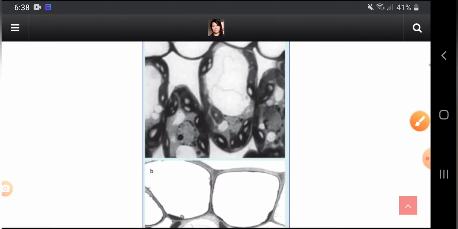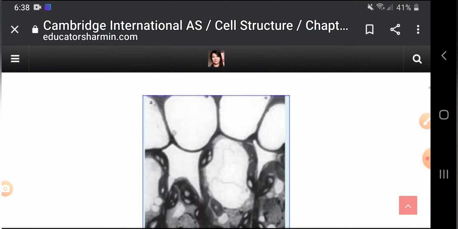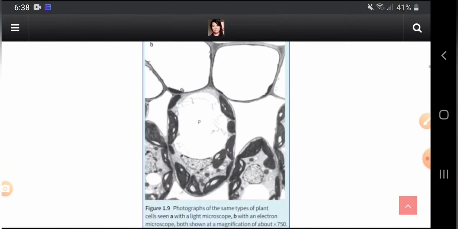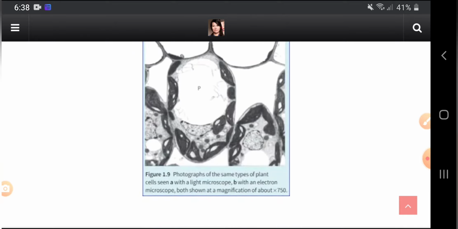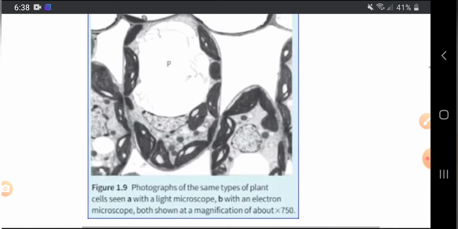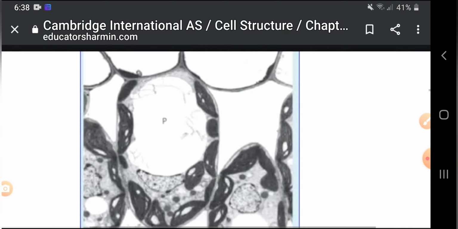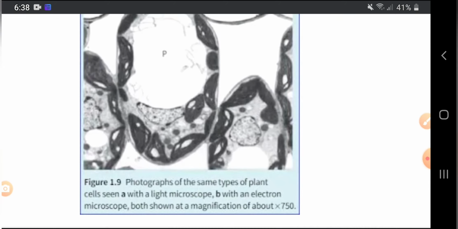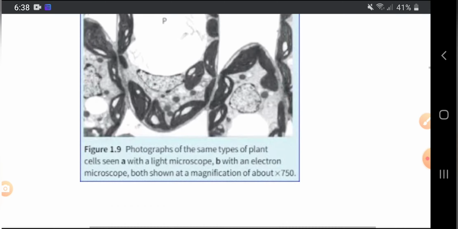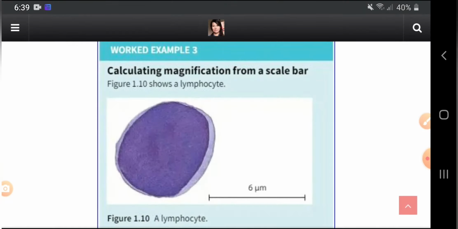Next one. This is an image, guys. Here is one image, here is another image. Photographs of the same type of plant cell seen with A a light microscope and B an electron microscope. Both show a magnification of about... Here we are calculating magnification from a scale bar.